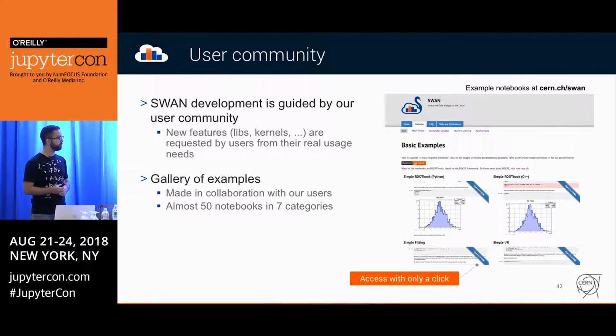And our community is very important to us, because it's this community that is helping us shape what SWAN is. I mentioned the example of the BEAMS department, but there are others, and they usually come to us, they ask us for functionality, we work with them to integrate these functionalities inside SWAN, and in the end we have the habit of creating notebooks that exemplify how you can use these functionalities. So if you go to cern.ch/SWAN, you can see almost 50 notebooks that exemplify how to use SWAN, and most of them related to physics.